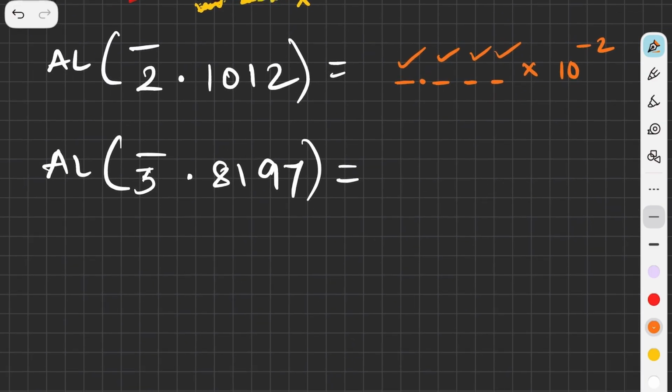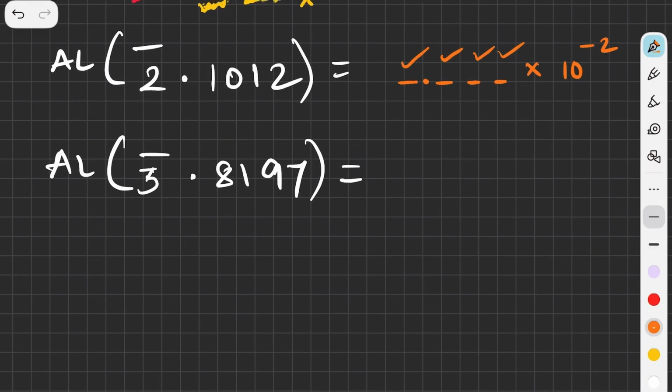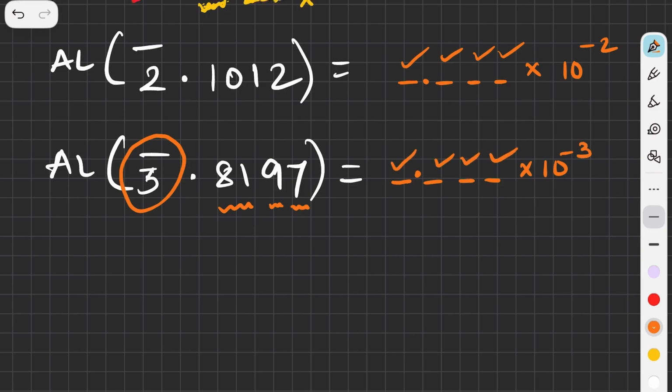The same works for this number as well. The last example, dashes: you will find out 8197. Find out 8197 and you get this kind of number. Put a decimal point after the first digit, into 10 raised to, because there is a minus 3 over here, you put a minus 3. So you get the mantissa from the table, and this is the treatment of the characteristic, how we do it.